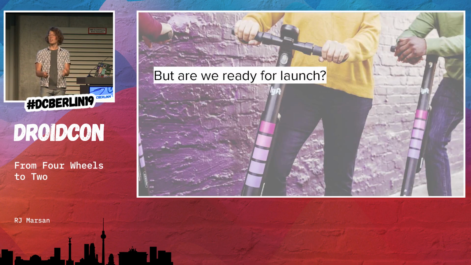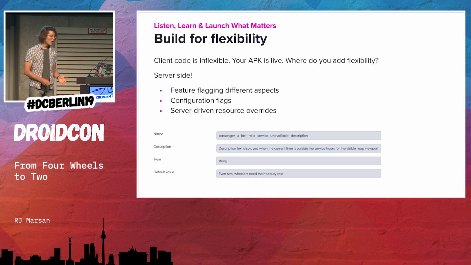We still have this big question though, which is, are we actually ready for launch? And I think us as client engineers know the reality, which is if you want to be flexible, you have to acknowledge that an APK in the wild is not flexible. All that flexibility you have to add from the server. And that means things like feature flagging, which we tried to do heavily on a lot of our different features within this larger one. We had things like configuration flags to overall configure the experience where a feature flag itself was inappropriate.